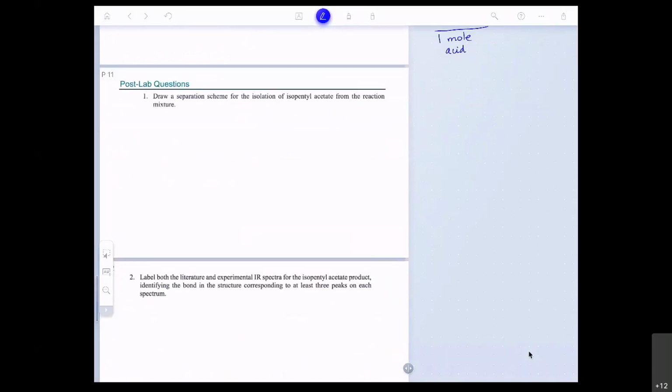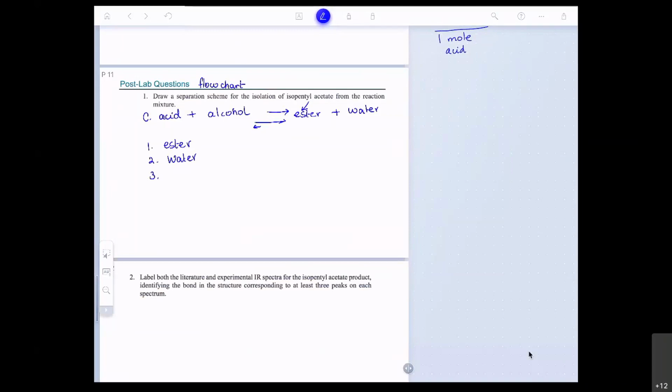So now what we're going to do is show a separation scheme. We'll draw a flow chart which shows the isolation of isopentyl acetate. Keep in mind, we are starting with the carboxylic acid. We don't have to write the exact structures. We are using the alcohol, and we are getting isopentyl acetate, which is an ester, and water. So at the end of the reaction, no matter how much you push the equilibrium forward, it's still an equilibrium reaction. You're going to have the ester, and it is going to be contaminated with some water because we are not employing any method to remove water.